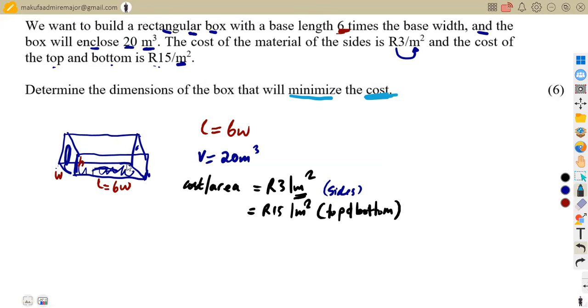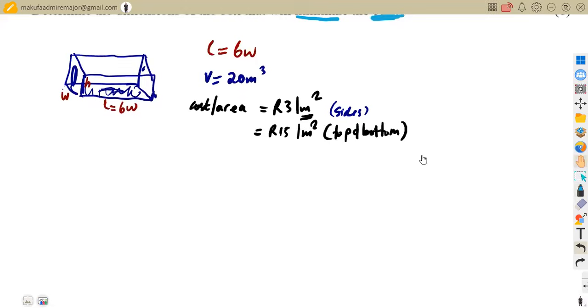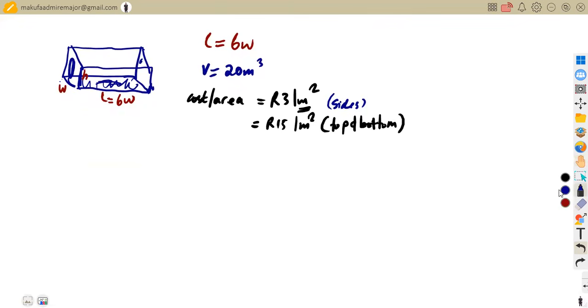It must minimize the cost, not the area, but the cost. So going back to our information, we are supposed to minimize the cost, so our cost is supposed to be minimum. For this cost to be minimum, we need the dimensions now. So we are supposed to find an expression for cost in terms of one variable. We can find our cost in terms of the width, which is the breadth in this case.